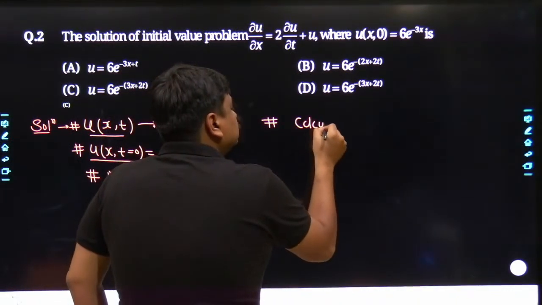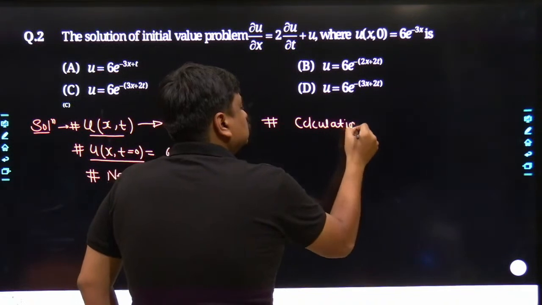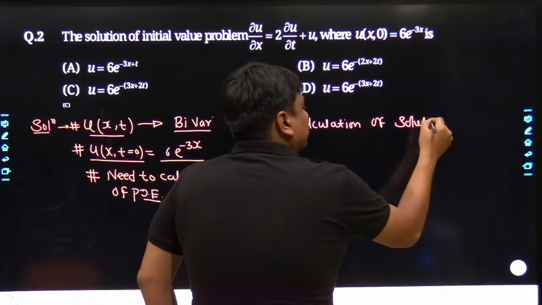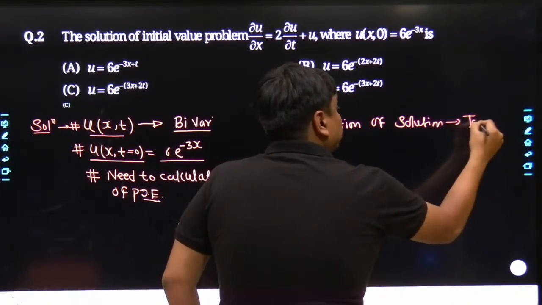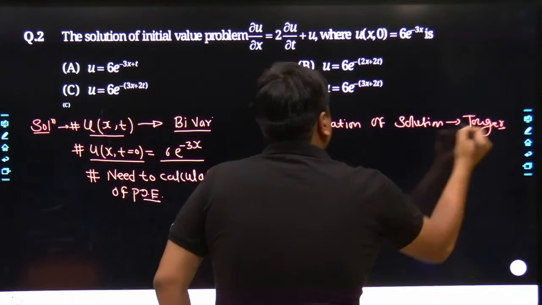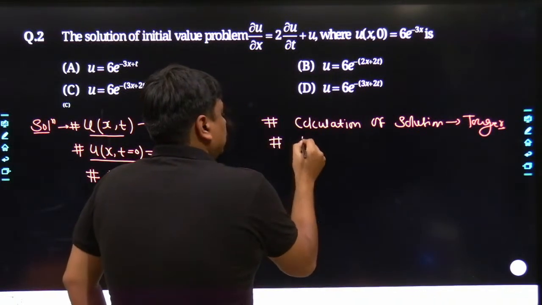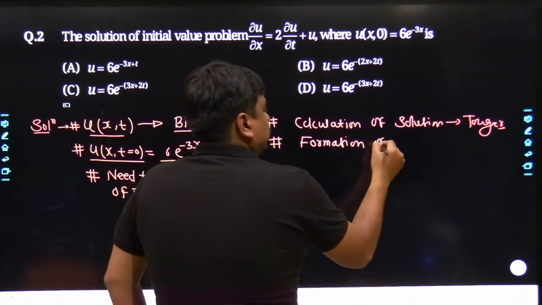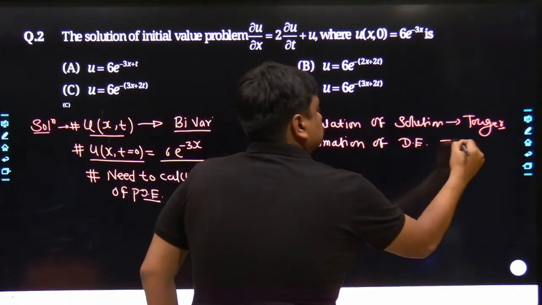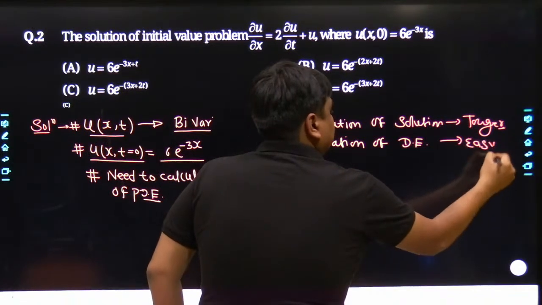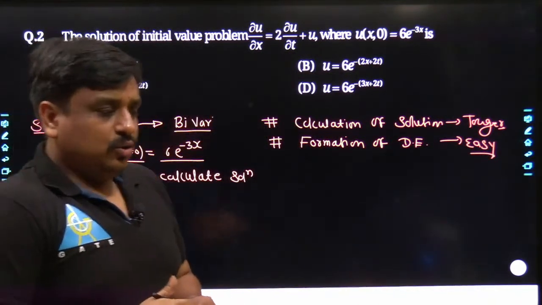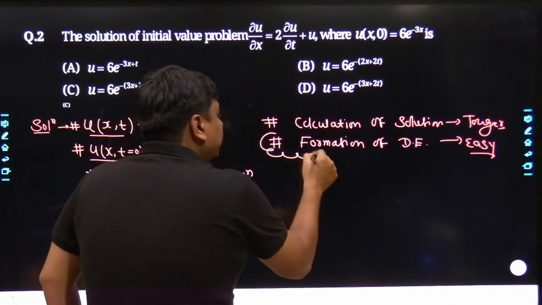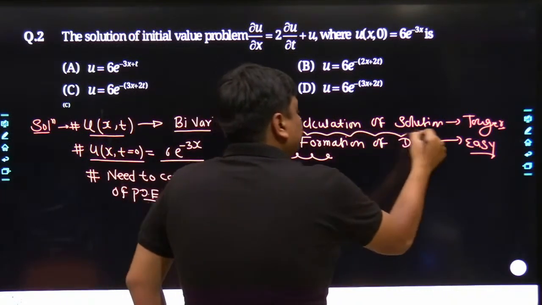calculation of the solution, maybe in the form of general solution or particular solution, is a bit tougher in comparison with the formation of the differential equation. It's a bit easy. Yes, my dear friends, could you understand what I am saying? It's a bit easy. So why don't we take the reversal process?